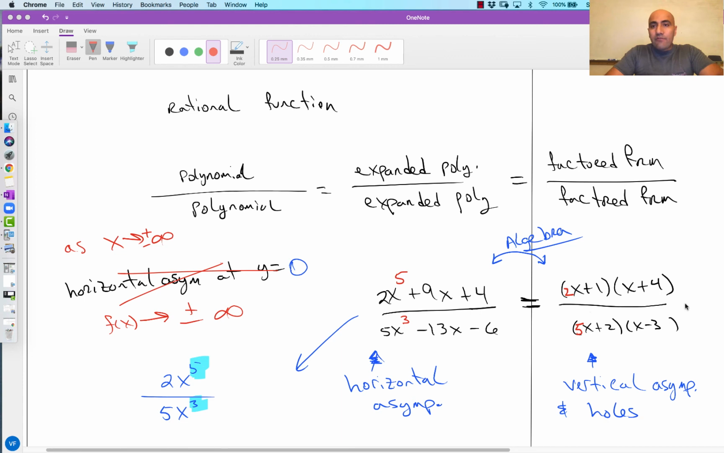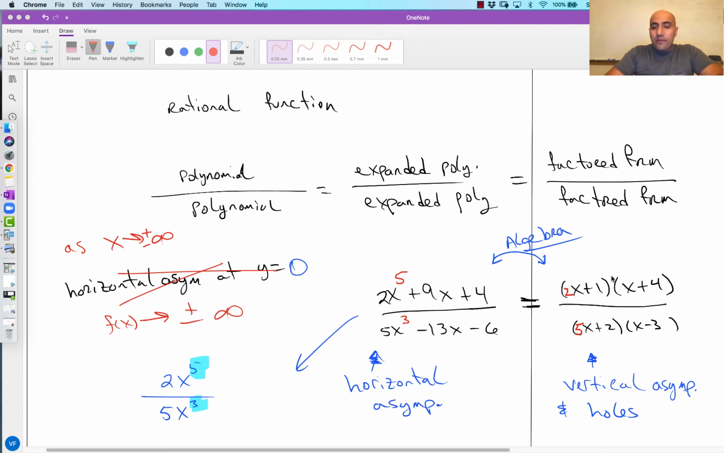On the other hand, if we factor our polynomial like this, then the input values of x where the denominator results in a 0 are either going to be vertical asymptotes or they're going to be holes. How do we know which is which? Well, if the complete factored form like this one does not cancel any of these binomials, then you have yourself a vertical asymptote. On the other hand, if one of them does cancel, then you have yourself a hole.